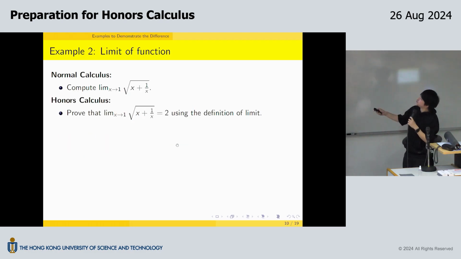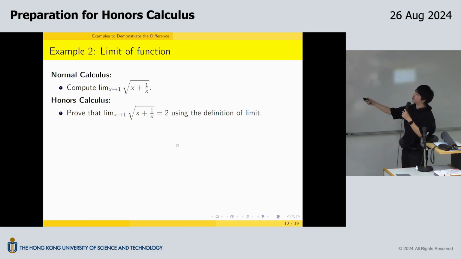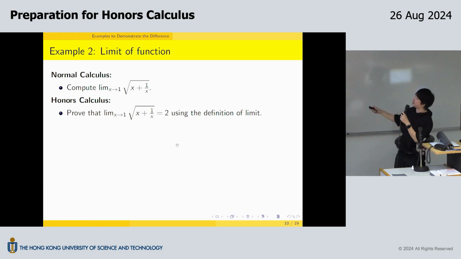This is another example, and my apology, I have a typo here. This should be square root of 2. In the normal calculus course, you will be asked to compute the limit of this function, and this is, again, very easy. Even my grandma can do that. You just put in x equals 1 and see that the denominator is not 0. There's no problem plugging it in, and the limit is square root 2.